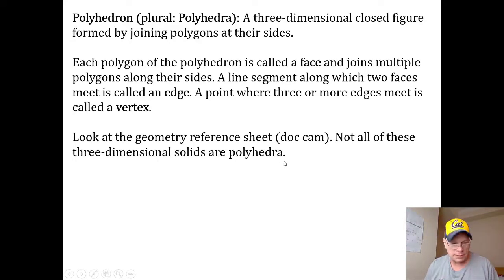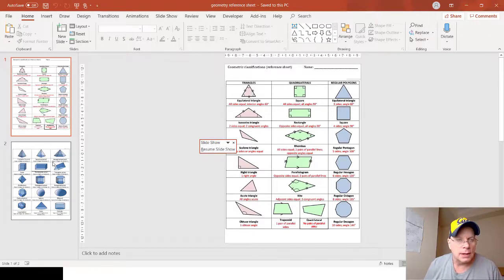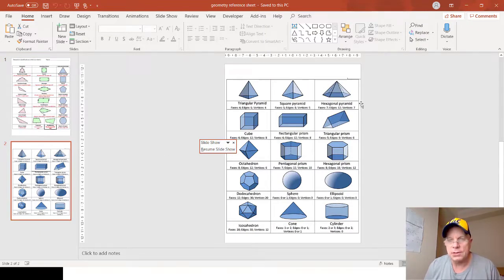If you look at the reference sheet, let me put it up there again. On this side of the reference sheet, not all of these are polyhedrons. So pause for a second and see if you can find one that's not a polyhedron. This is a polyhedron because all faces are triangles. This is a polyhedron because it's got triangles and then a square.